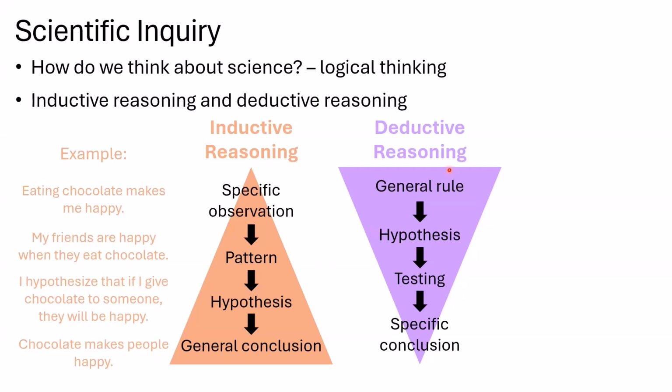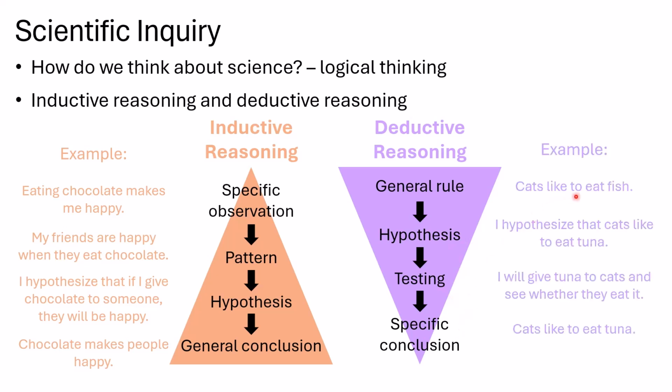Deductive reasoning, on the other hand, has a broad to narrow approach. It begins with a general rule, and we develop a hypothesis based on that rule. We test that hypothesis, and we can then make a specific conclusion based on the results. For example, a general rule is that cats like to eat fish. I can make the hypothesis that since tuna is a fish, cats like to eat tuna. I can test this by giving tuna to cats and seeing whether or not they like eating it. I can then draw the more specific conclusion that cats like to eat tuna.